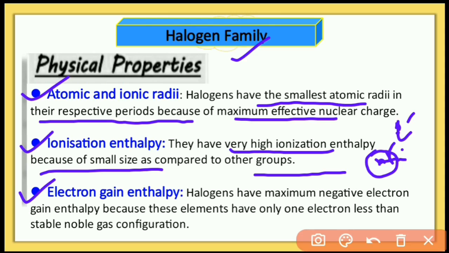Next, electron gain enthalpy. Halogens have maximum electron gain enthalpy because these elements have only one electron less than stable configuration. So more tendency to acquire an electron and acquire stable configuration of noble gases. So all halogens have maximum negative electron gain enthalpy, and fluorine is the most electronegative atom of the periodic table.